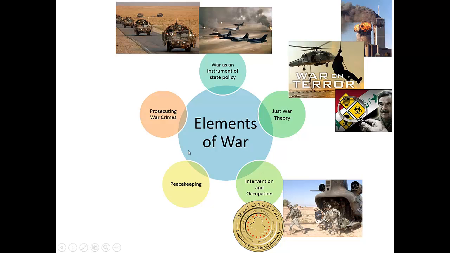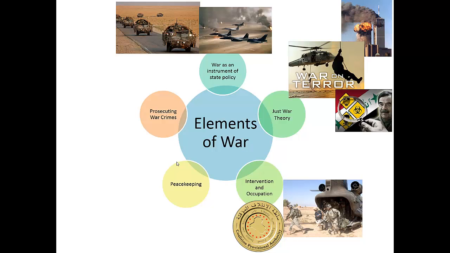Our next element of war is the notion of peacekeeping. So peacekeeping is one of these things that came out of World War II. The UN was set up, and as a part of the Charter, it established that peacekeeping was something that the UN could do to try and keep the peace in dangerous areas.